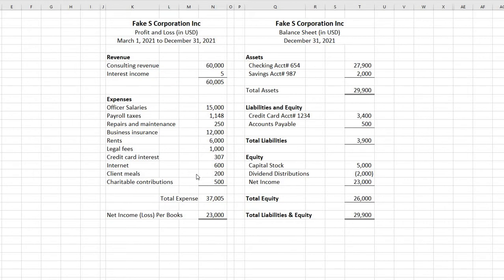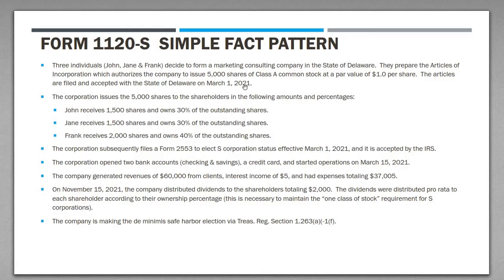So the best place to start here is certainly going to be looking at the fact pattern itself, right? So we can get an understanding as to when the company was created, what the shareholder makeup looks like, and so on. That'll be our foundation to start building the return. So if we start at the top here, we have a company that's formed by three individuals. So John, Jane, and Frank decide to form a marketing consulting company in the state of Delaware.